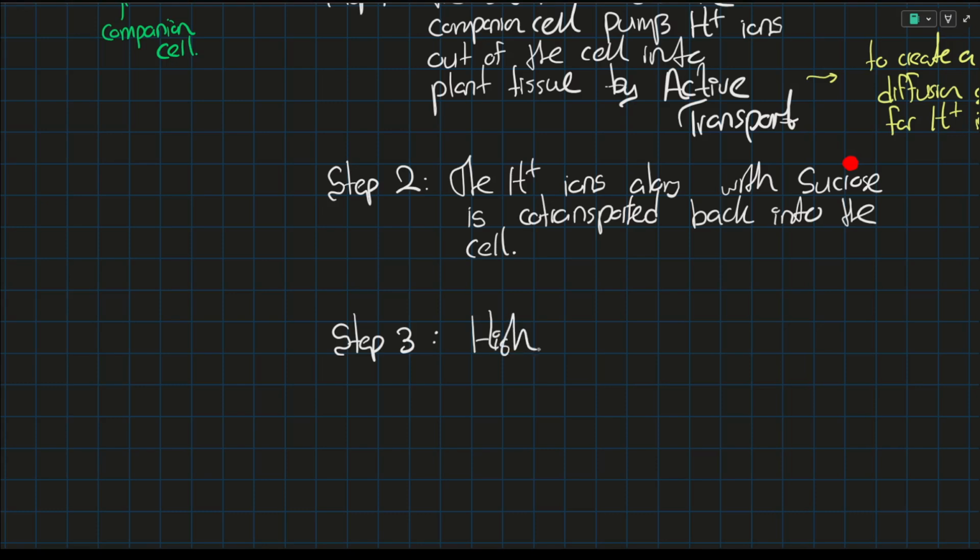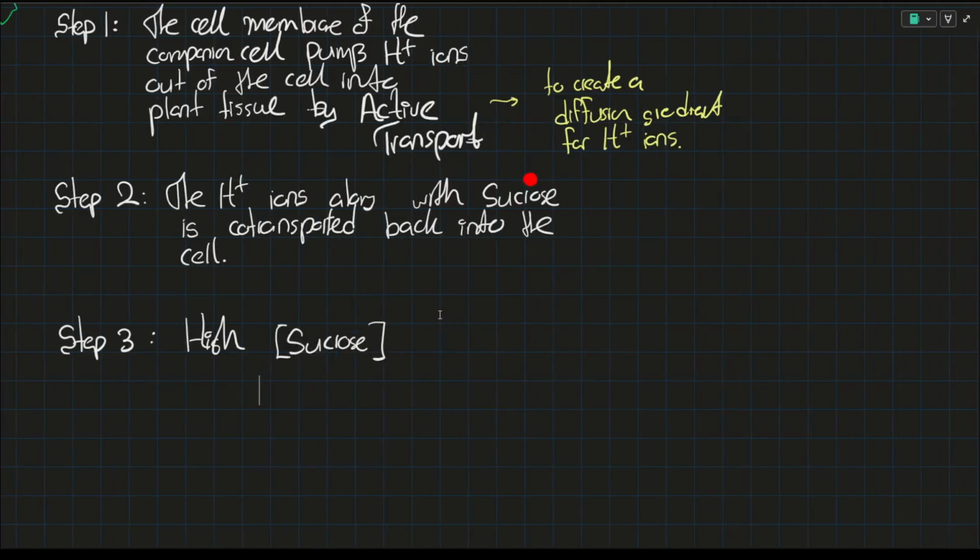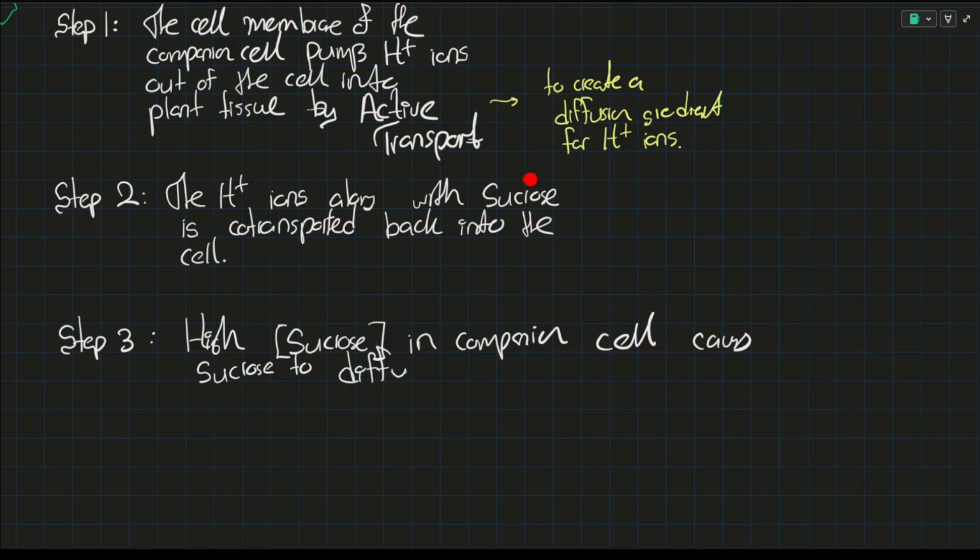So now the high concentration of sucrose. That's how you write concentration. You should know that by now. The high concentration of sucrose now in the companion cell causes sucrose to just diffuse down the diffusion gradient into sieve tube elements.